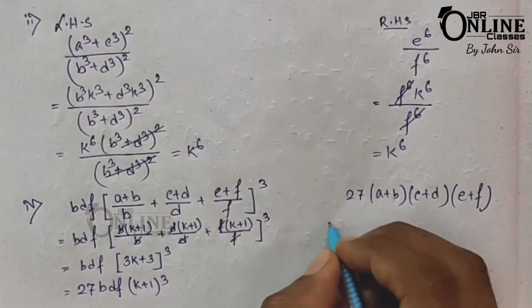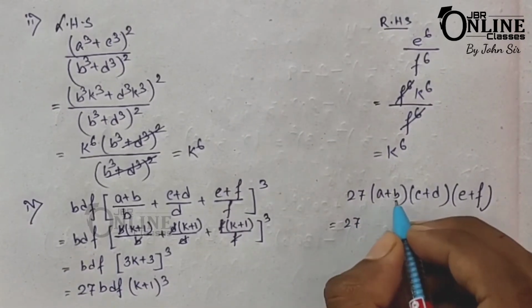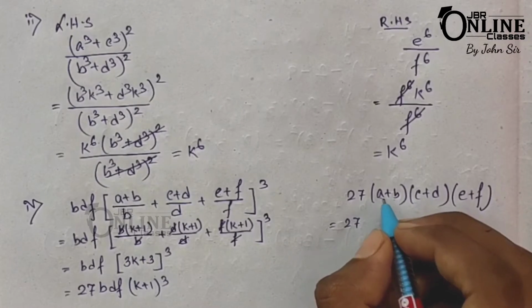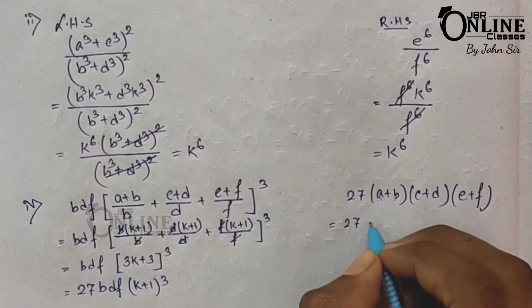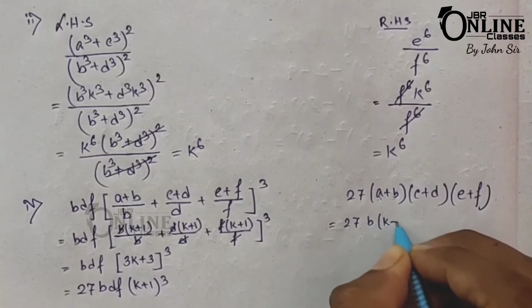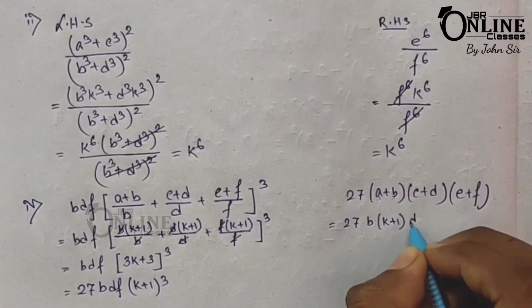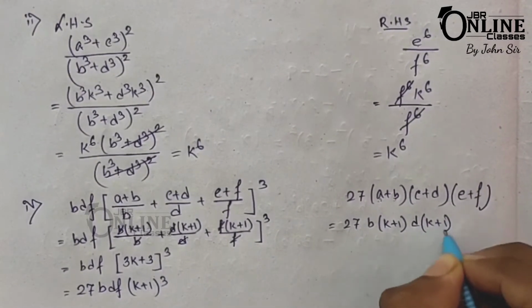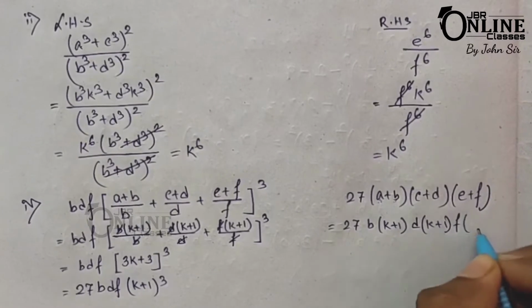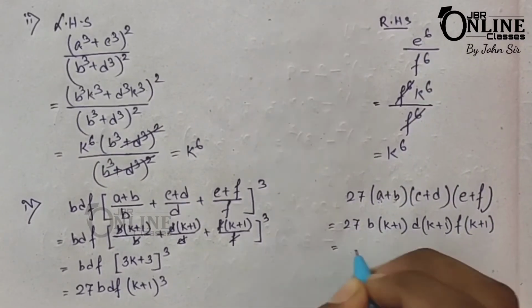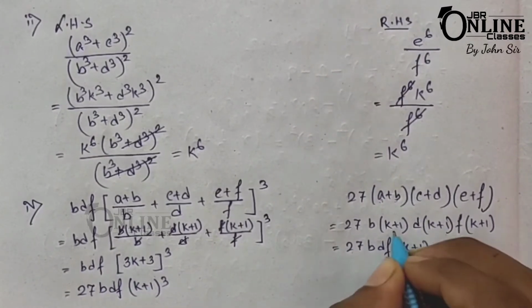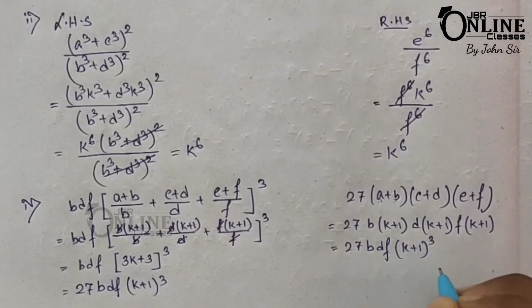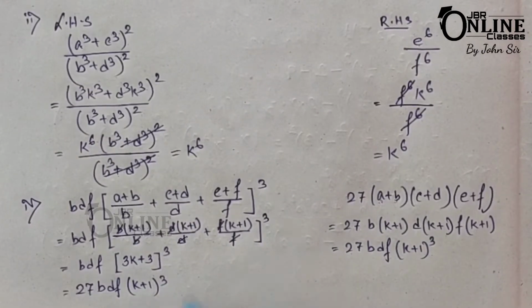Now in the right hand side here 27. Now here a+b. a+b means bk+b. Okay, a means bk, so bk+b. So that means if b will be common, then it equals k+1. Now next one, if d will be common, then it also equals k+1, and here f will be common, so k+1. So that means 27 bdf, and here k+1 appears 3 times, so that's why we put a cube. So now the left hand side and the right hand side are equal, so that means it is proved.